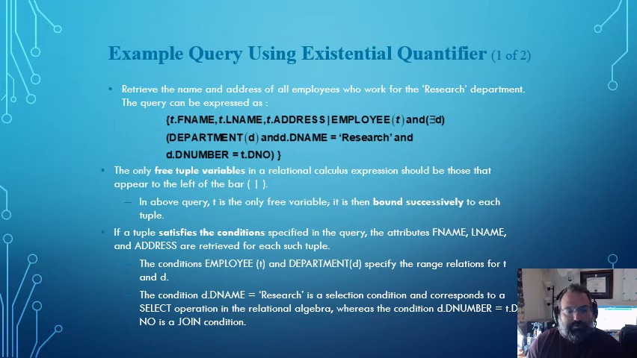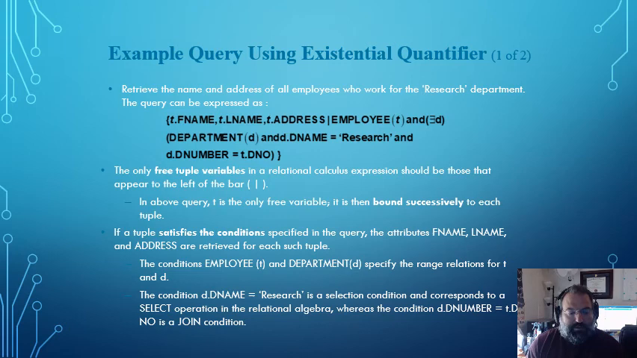Retrieve the names and addresses of all the employees who work for the research department. The query can be expressed as follows. The only free tuple variables in a relational calculus expression should be those that appear on the left of the bar. In the above query, T is the only free variable. It is then bound successfully to each tuple. If a tuple satisfies the conditions specified in the query, the attributes fname, lname, and address are retrieved for each tuple. The condition Employee(T) and Department(D) specifies the range relations for T and D.